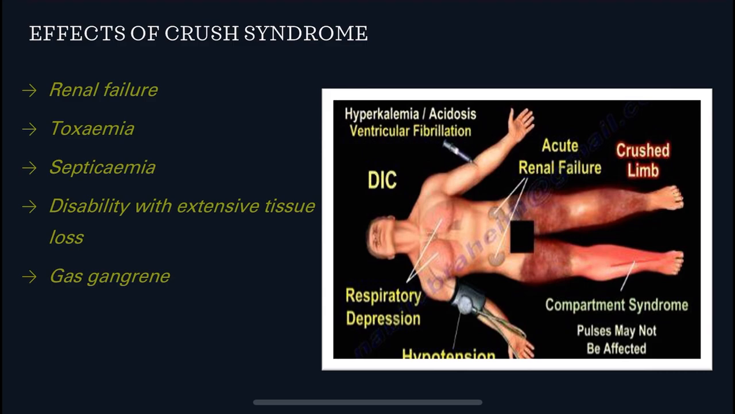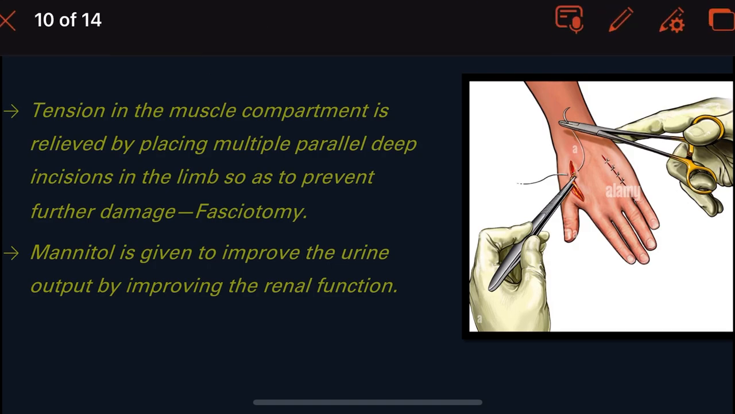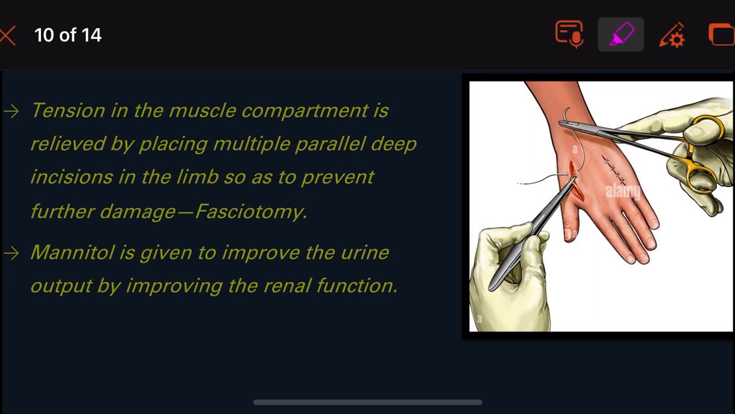And we have the gas gangrene. Gangrene is the death of the muscle or the necrosis of the tissues, which occurs first. There is ischemic damage. Once the blood supply is altered, there is reduced blood supply, ischemia, prolonged ischemia resulting in the gas gangrene. Treatment. Tension in the muscle compartment will first be relieved by placing multiple parallel deep incisions in the limb. This will prevent further damage. This procedure is known as fasciotomy.